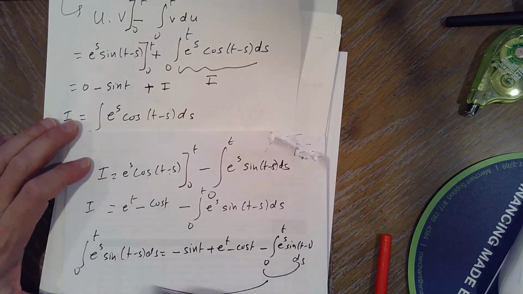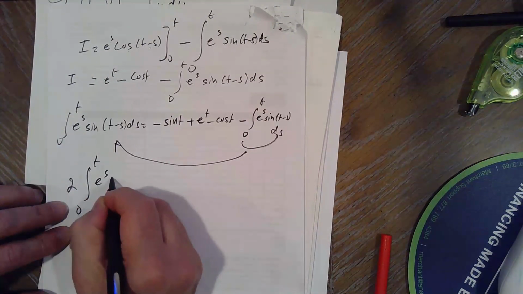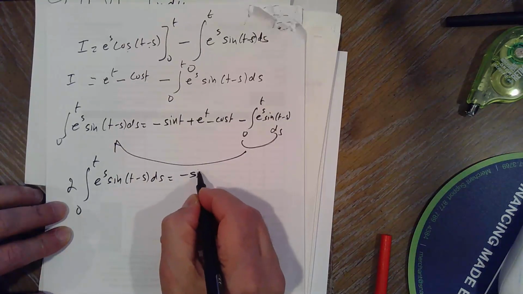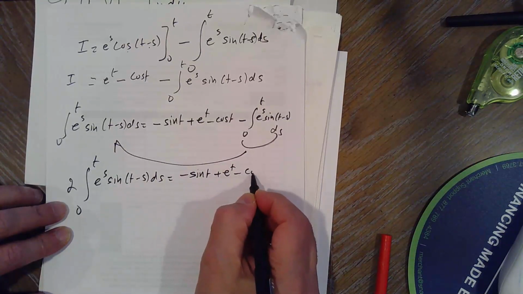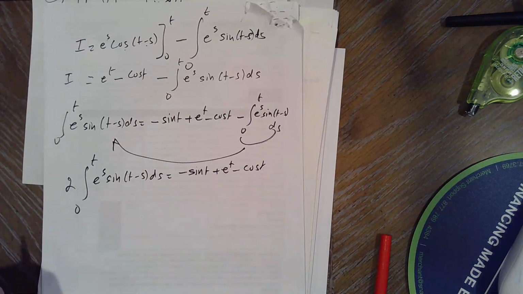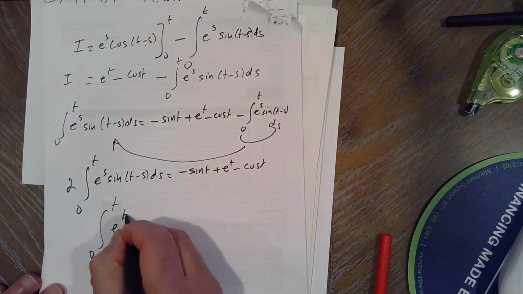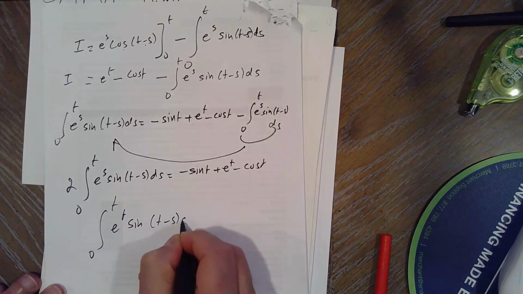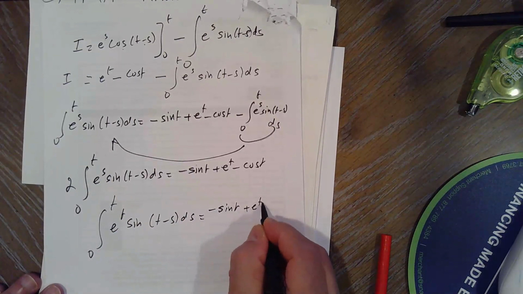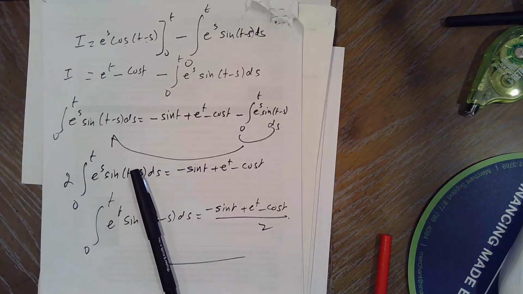Now we bring this guy over here, that makes it 2 of them: 2 times the integral from 0 to t of e to the s sine of (t minus s) ds equals negative sine t plus e to the t minus cosine t, and this is that over 2. That's what I have in my notes. So the integral from 0 to t of e to the s sine of (t minus s) ds is negative sine t plus e to the t minus cosine t, all over 2. That's it for 7.1.